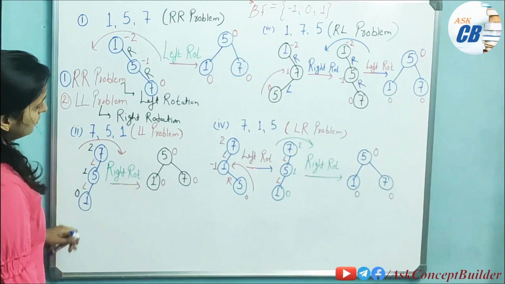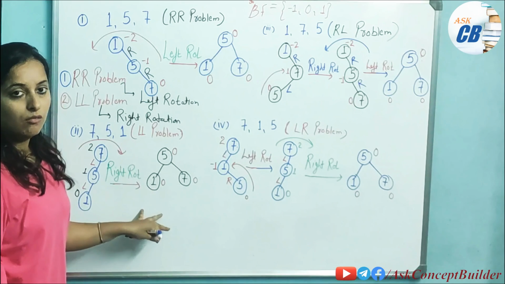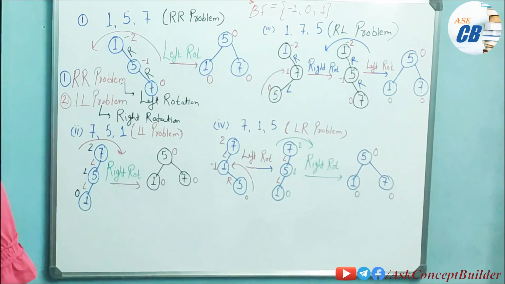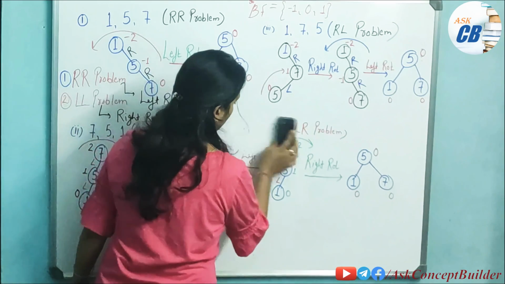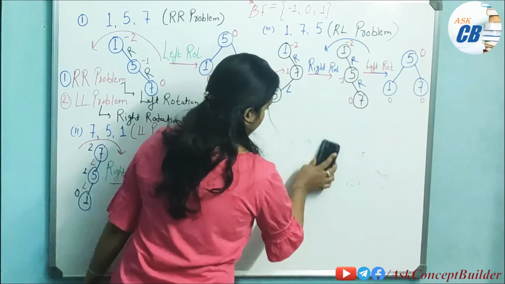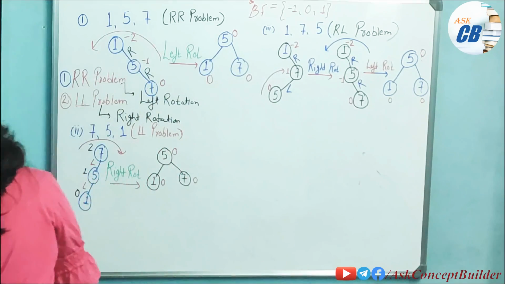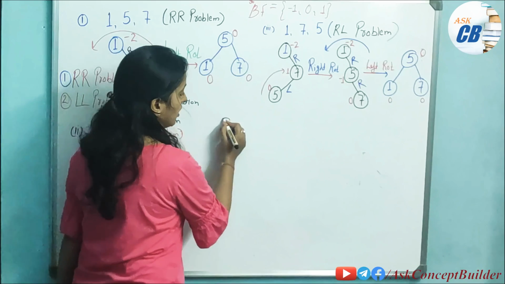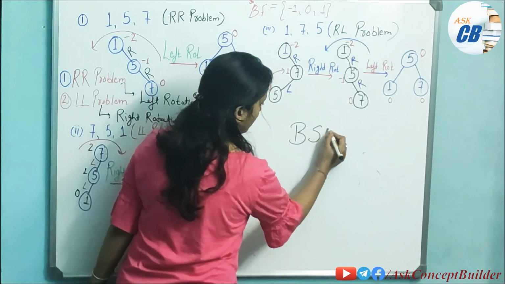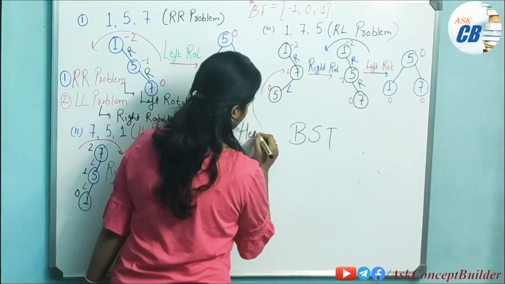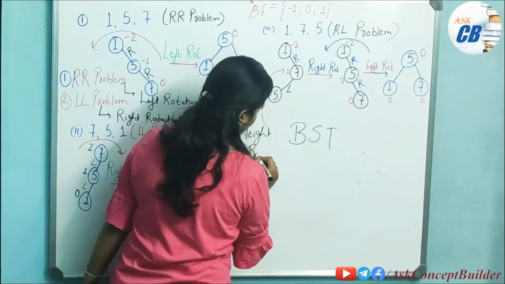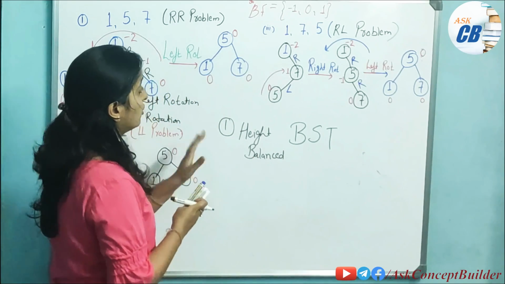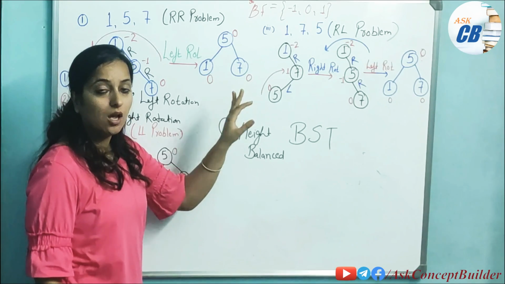So this was basically all 4 types of problems and their solutions. Fine. So see, what we have learned in this video is, first of all, what is an AVL tree. Now you know an AVL tree is a binary search tree that is balanced, that is height balanced. After that we have seen what is the meaning of height balance. Height balance means that the heights of the left subtree and right subtree should be almost equal.